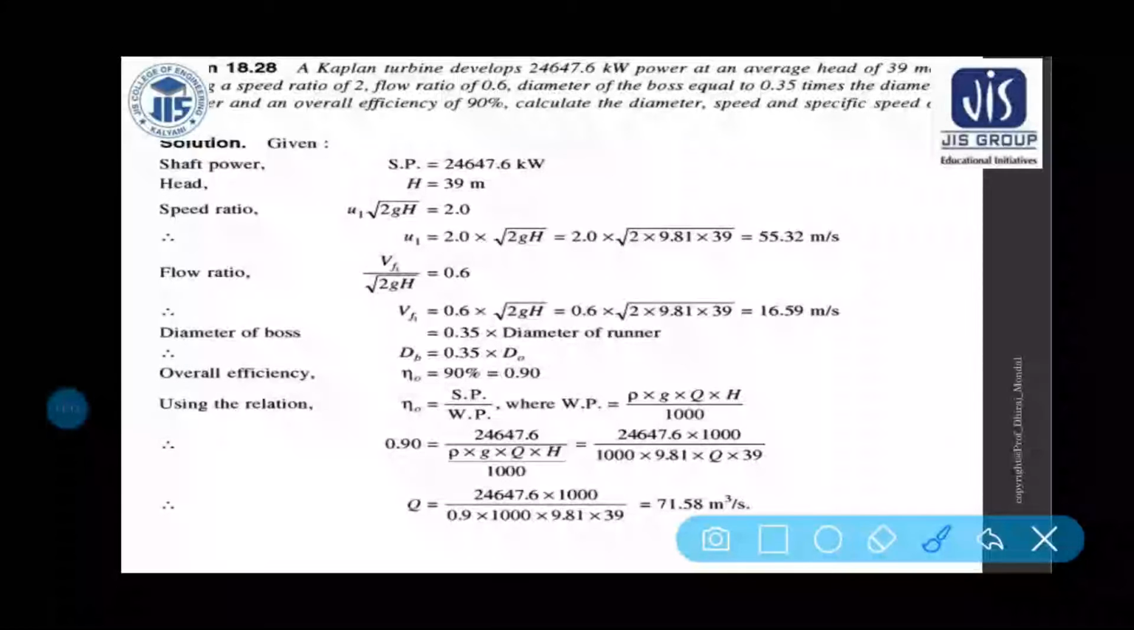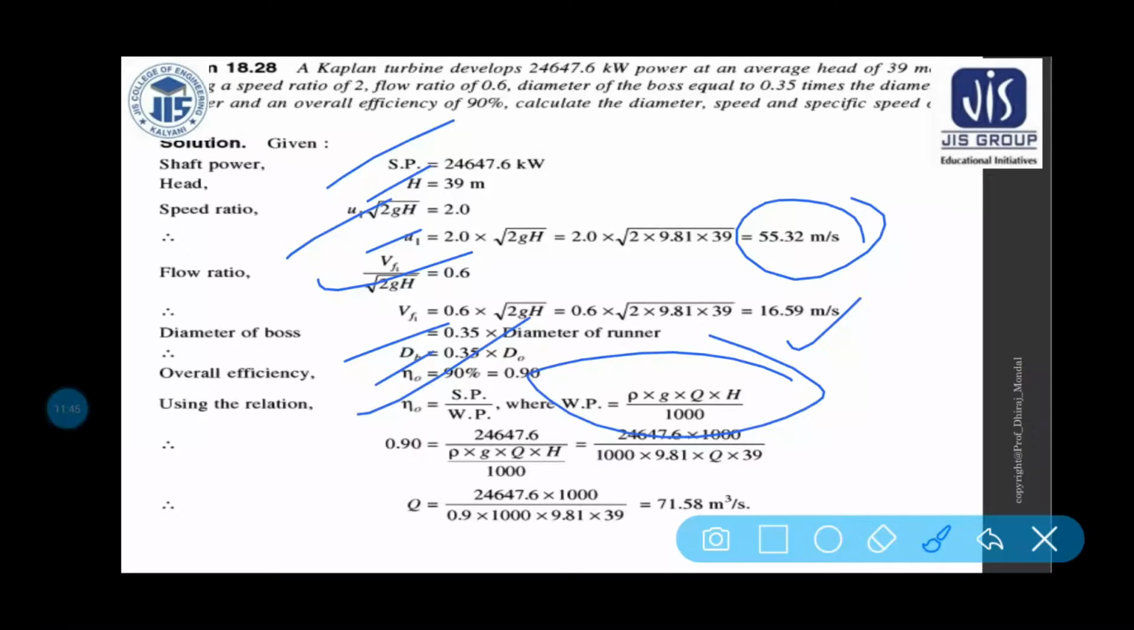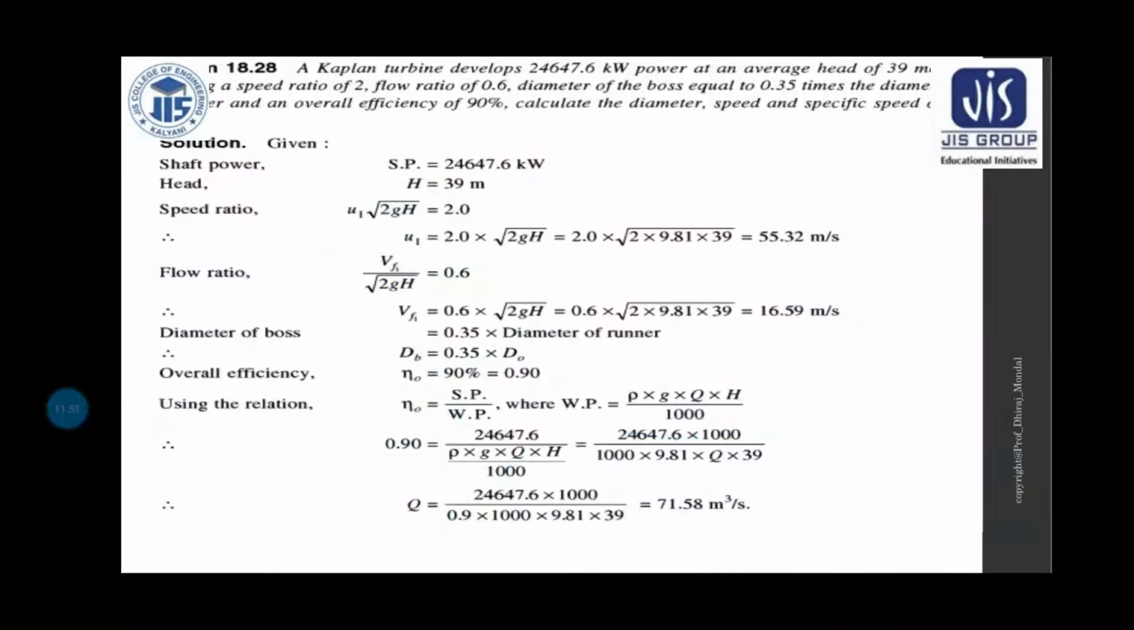So here basically you know that shaft power is given, H is given, u1 over root 2gH is equal to 2, and u1 is equal to 2 into root over 2gH. Now from this equation you can find out u1, because all the data are given. Flow ratio is equal to Vf1 by root over 2gH, so Vf1 you can find out. Next, dB you can find out, 0.3 times d naught. Overall efficiency is 0.9. So overall efficiency is shaft power by water power, and water power is equal to rho g Q H by 1000. Put in all the values and you will get the discharge, because all the other quantities are known to you.